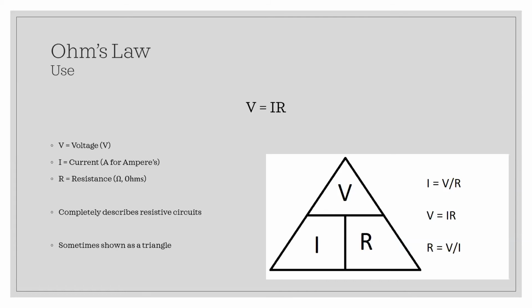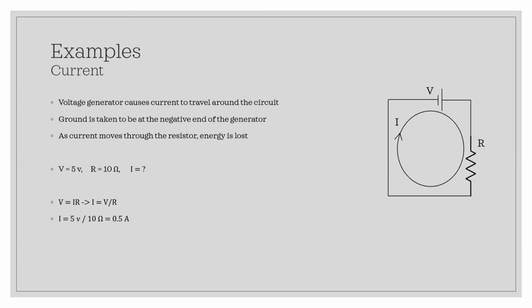Now, this equation completely describes resistive circuits. Later on, we're going to see that Ohm's law applies to circuits with reactance instead of just resistance, which is coming up a little later in alternating current. Now we're going to do some examples real quick. We're going to find the current given the other two values.